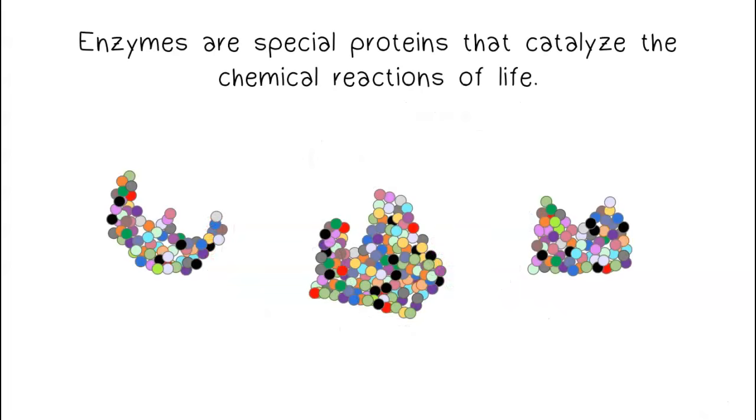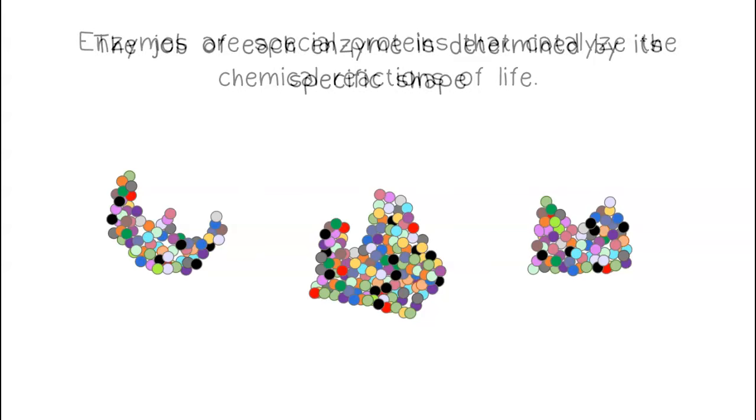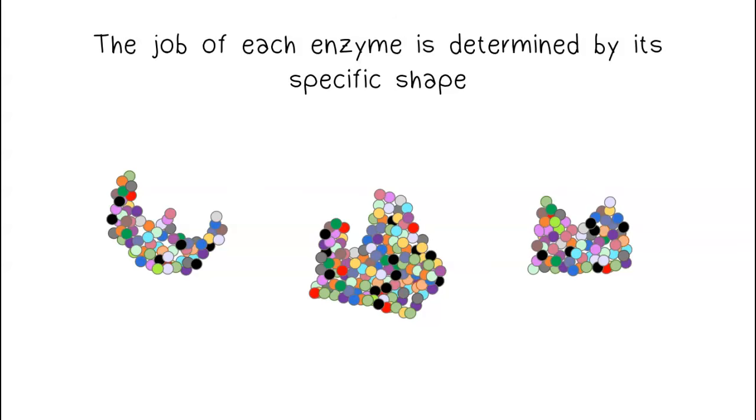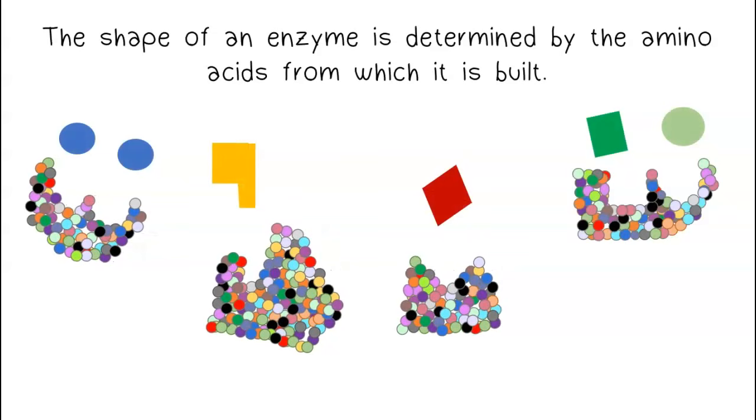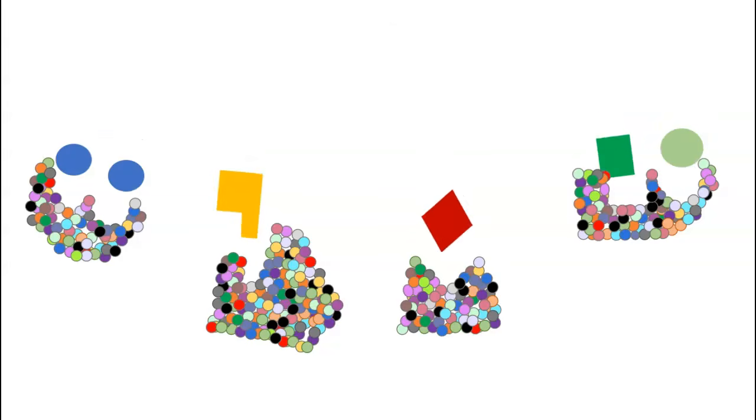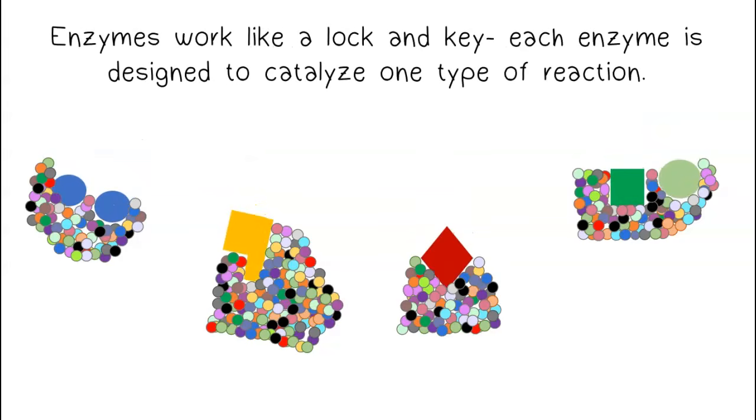Enzymes are special proteins that catalyze the chemical reactions of life. The job of each enzyme is determined by its specific shape. The shape of an enzyme is determined by the amino acids from which it is built. Enzymes work like a lock and key.